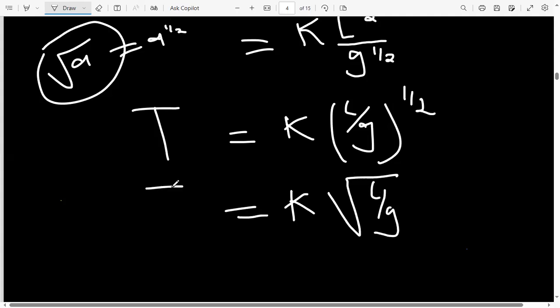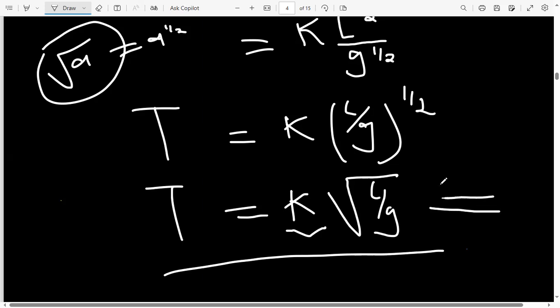So this here is the relationship between the period of a pendulum and the length and the acceleration due to gravity. And then this K is just a constant. Just a constant of the gravitational force. So that's just a constant. So you can end here.